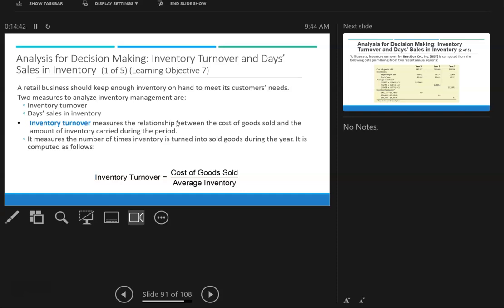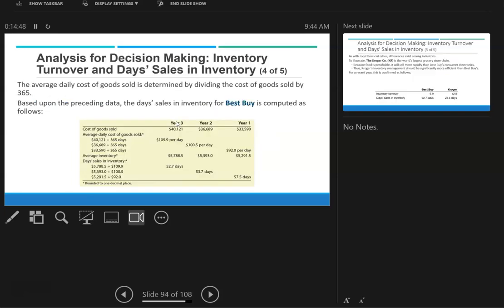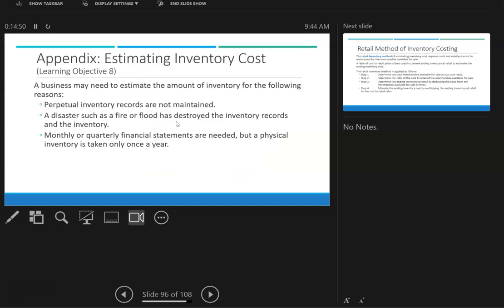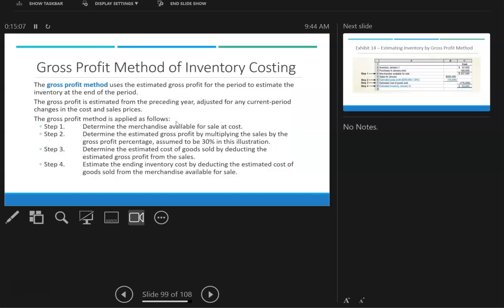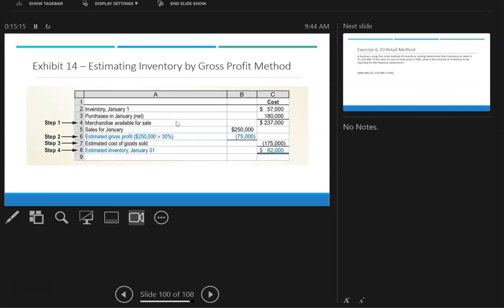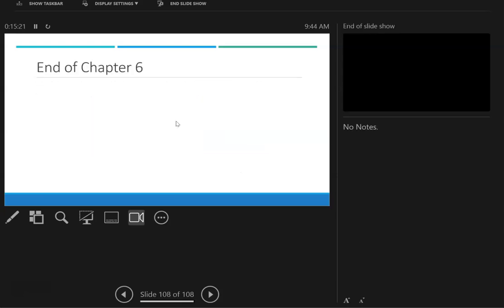The end of this shows some ratios that we're going to probably cover in the last chapter of the class anyway, but maybe take some time to look at inventory turnover. The goal, guys, is you need enough inventory on hand so people can buy your products and you can sell them. But you don't want too much inventory on hand that you're wasting money and that inventory can become obsolescent. There is a final method of showing a gross profit method of figuring out inventory that you can look at, and the retail method.